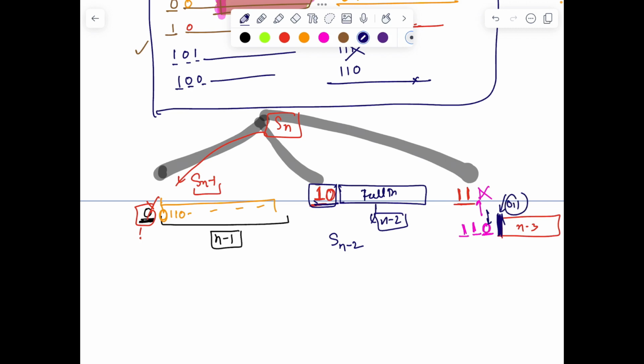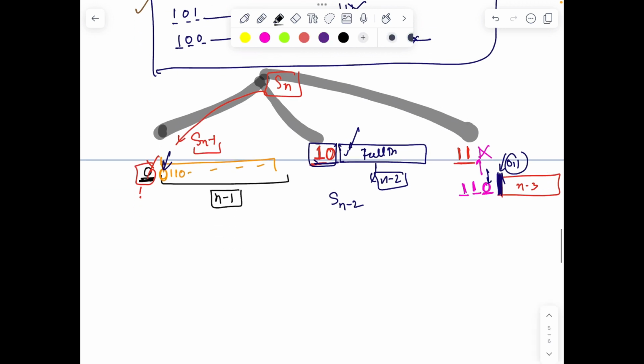Here you are free to put 0 or 1. Here you are free to put 0 or 1 after 0. But after 1 1 you are not free to put, you are constrained. So freedom was not there, right?